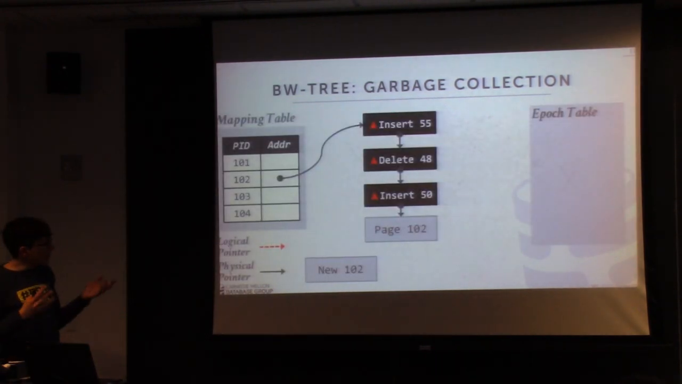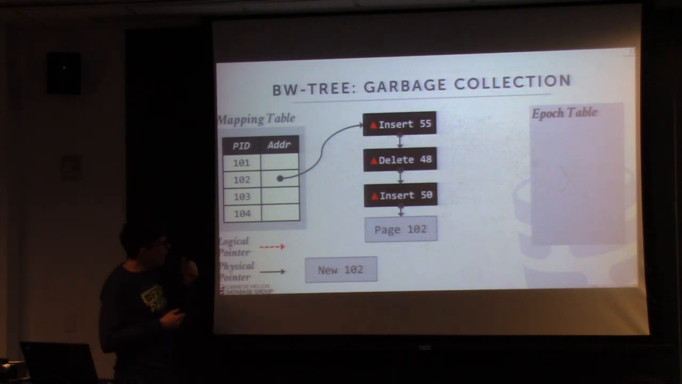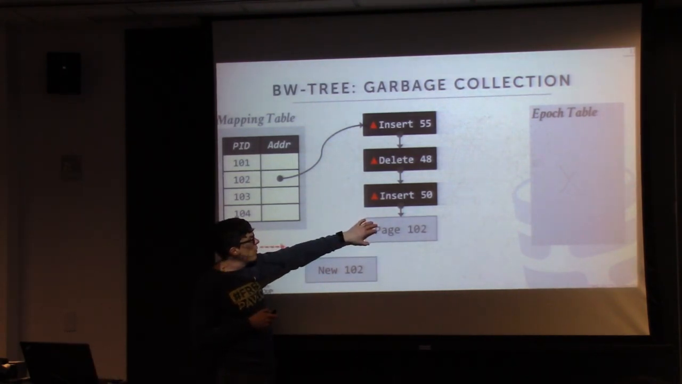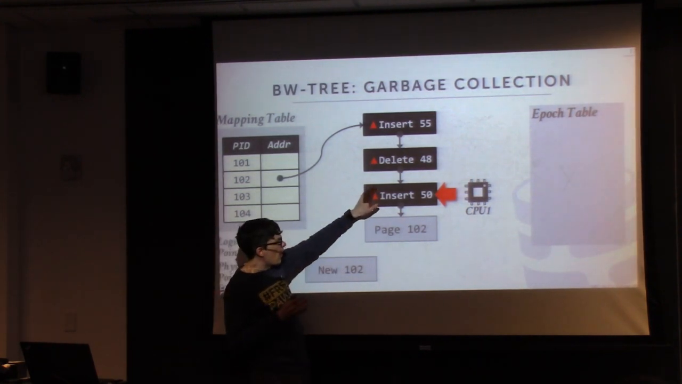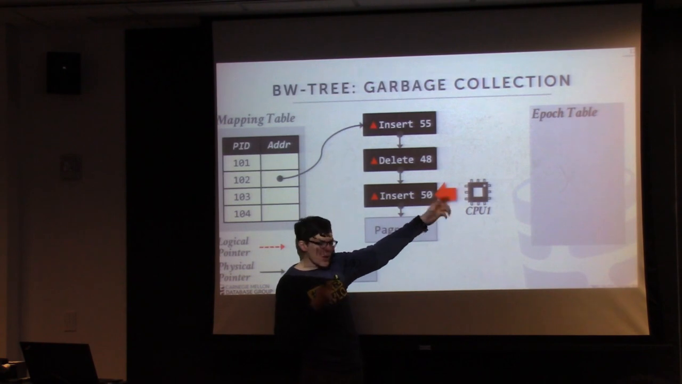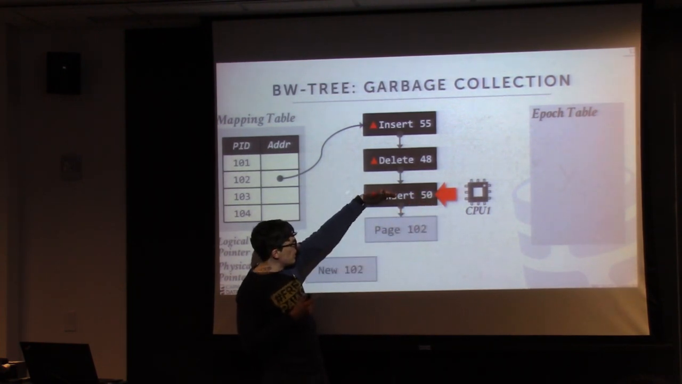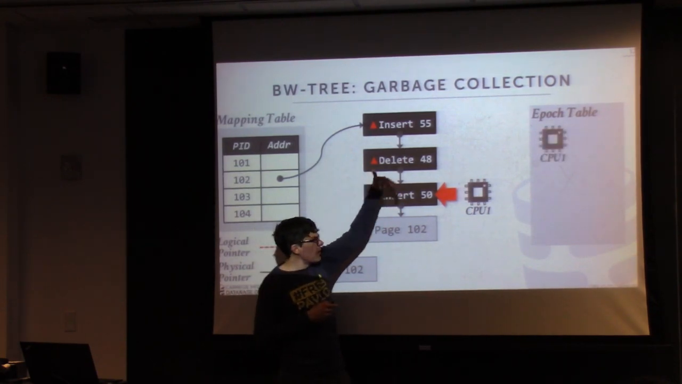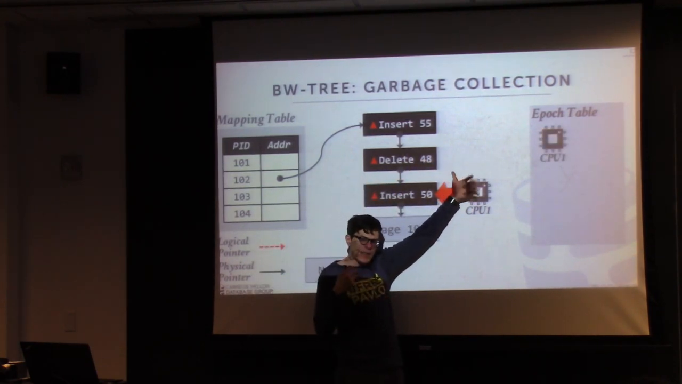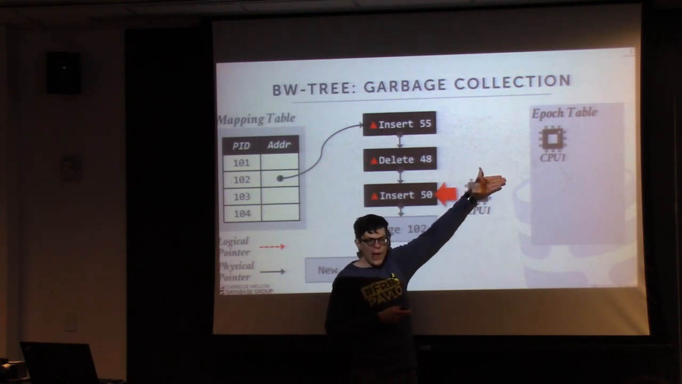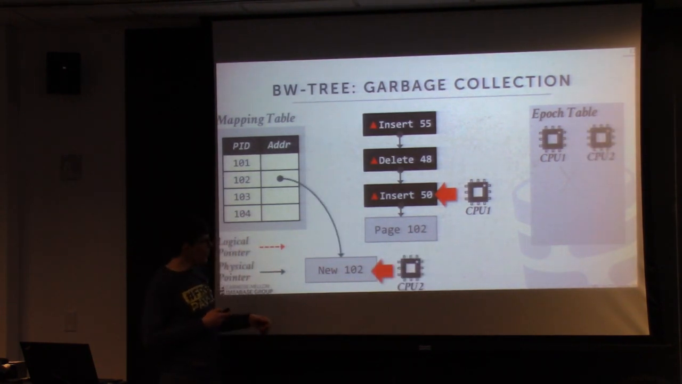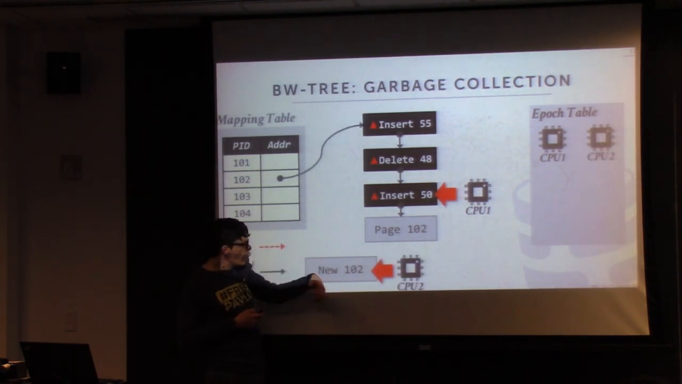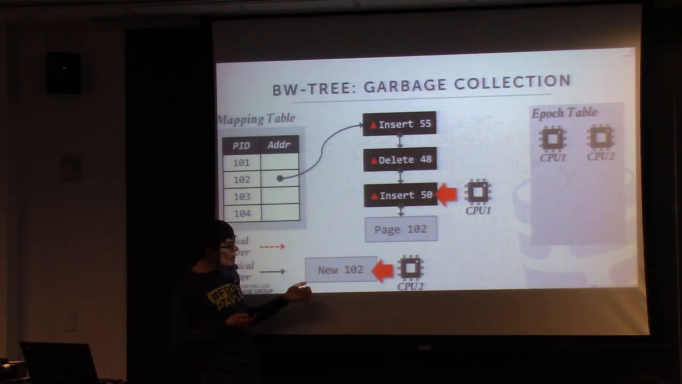So let's look at an example here. This is the same setup we had before, right? We have our delta chain off of 102. We do a consolidation, and we're going to make a new page 102. So when we start off, there's a thread running on CPU 1 that's at this point in the version chain. In our epoch table, the metadata for what's going on in our current epoch, we even keep track of whether this thread is alive. And then we're going to have another thread running on CPU 2, and it's going to be doing the consolidation.